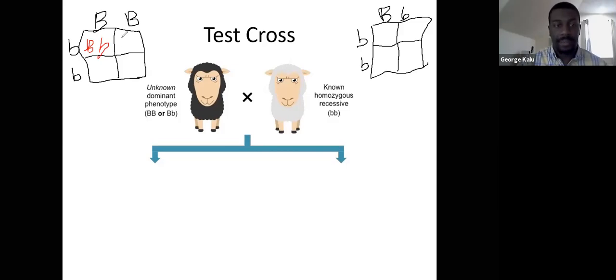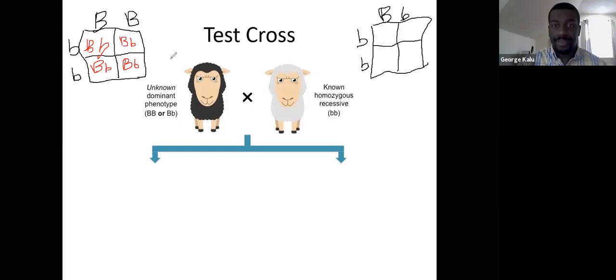Right, big B, little b. Okay, and then this bottom left, big B, little b, perfect. And then the bottom right, big B, little b, perfect. Okay, so all of the offspring here have the big B, little b genotype. Okay, so they're all going to be heterozygous.